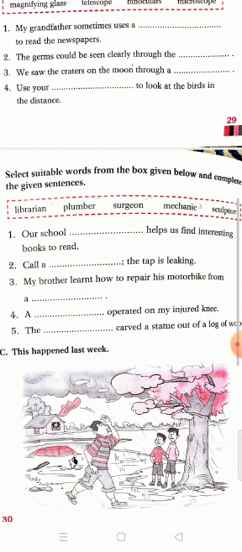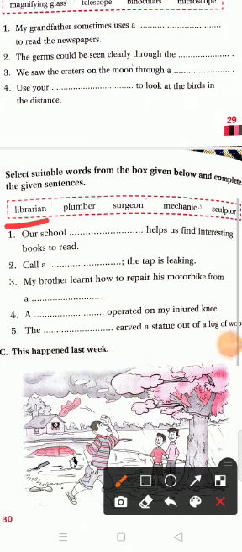Mechanic, those who repair machines of any kind. Sculptor, those who make statues, idols out of marble and other things. Our school dash helps us find interesting books to read. Librarian. Call a dash, the tap is leaking. Plumber. My brother learned how to repair his motorbike from a mechanic. A dash operated on my injured knee.